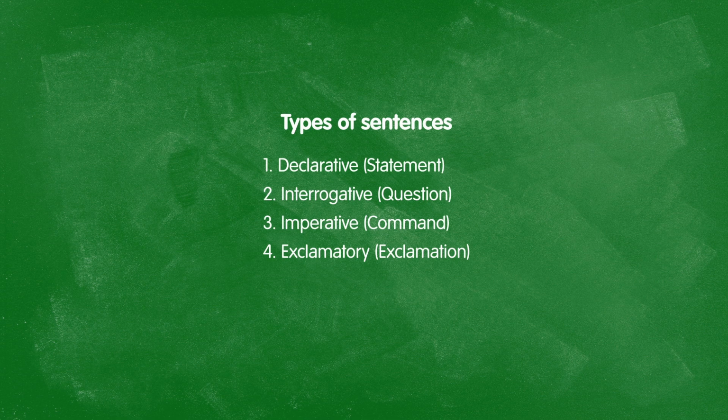First, we have declarative sentences. These sentences simply make a statement. They say that something is true, or they make a statement that is true. The ball is red. The second type of sentence is an interrogative sentence, or a question. Is the ball red? The third is an imperative sentence.